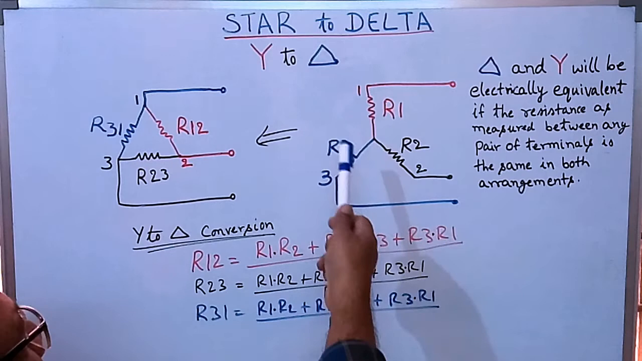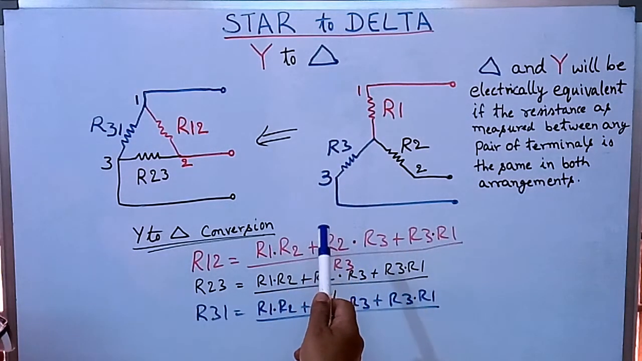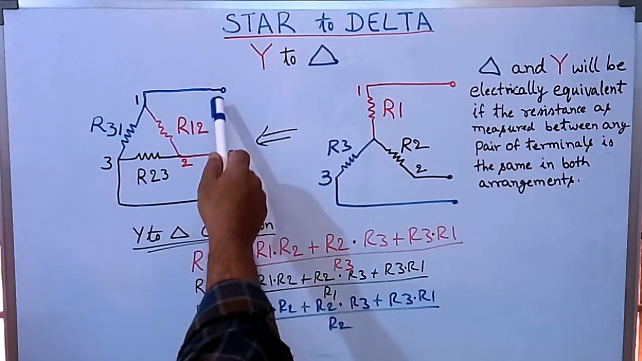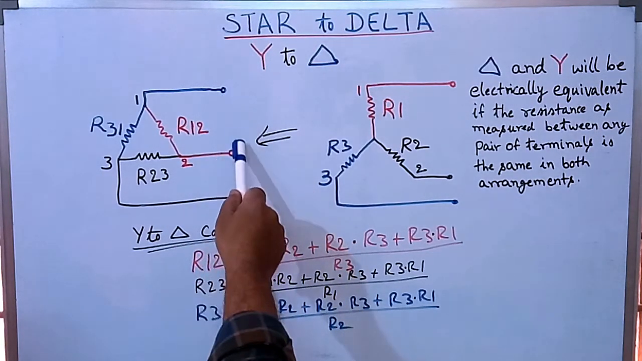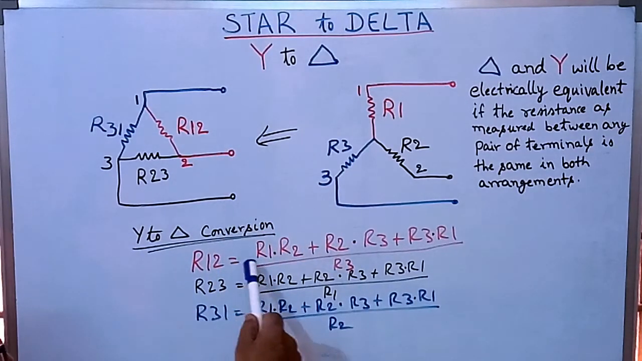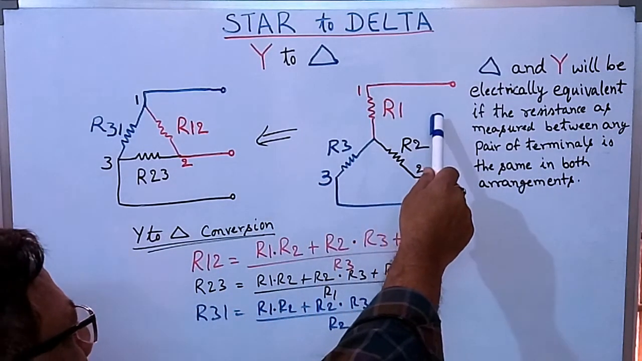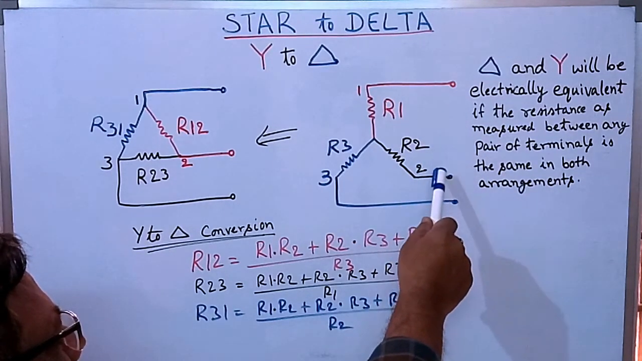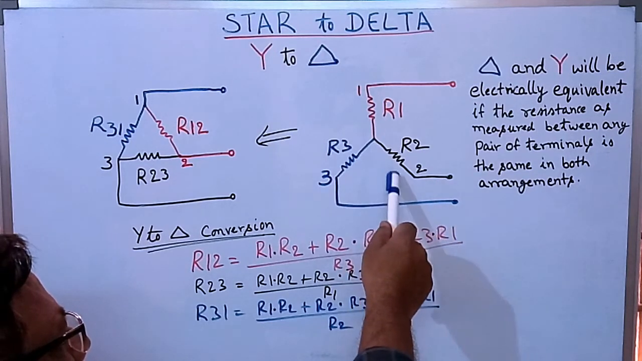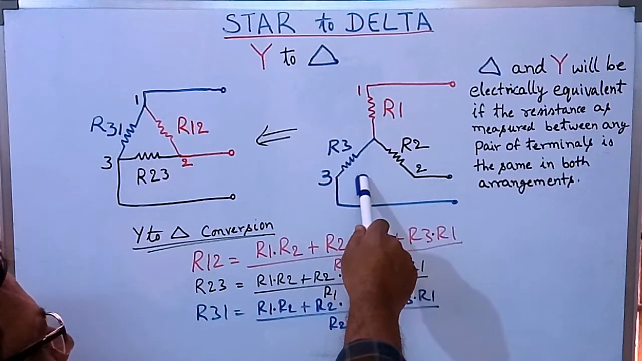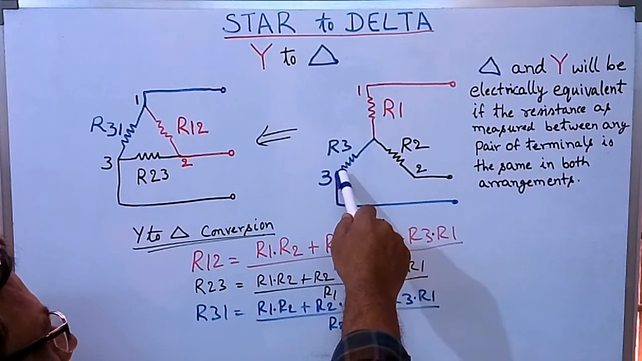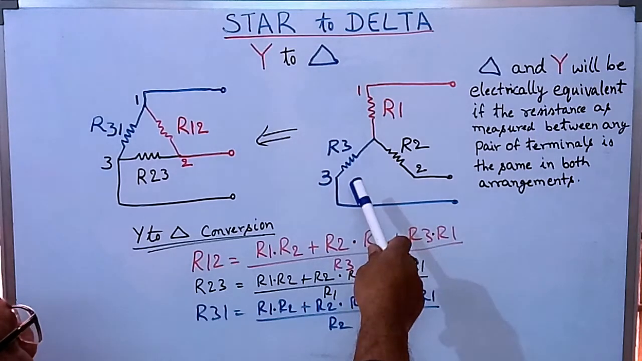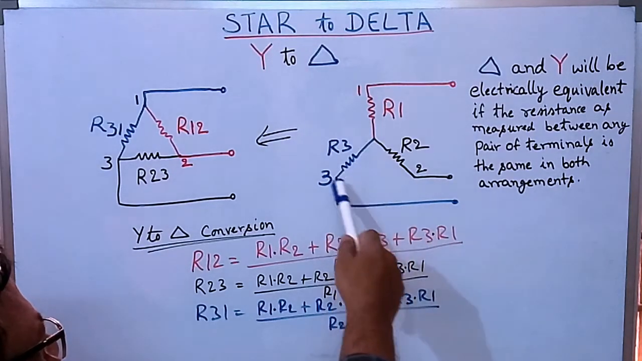Star to delta conversion in another way. When we want the delta connection R12, that is the terminal resistance between 1 and 2, it is equal to the product of the terminal resistances between 1 and 2 plus the product of the resistances between terminal 2 and 3 plus the product of resistances between terminal 3 and 1 divided by the opposite resistance, that is R3.